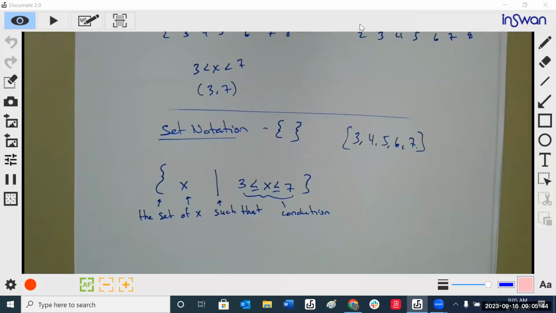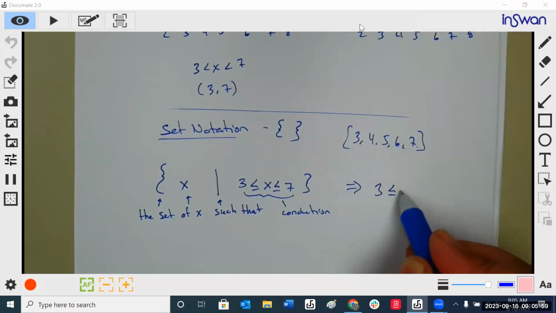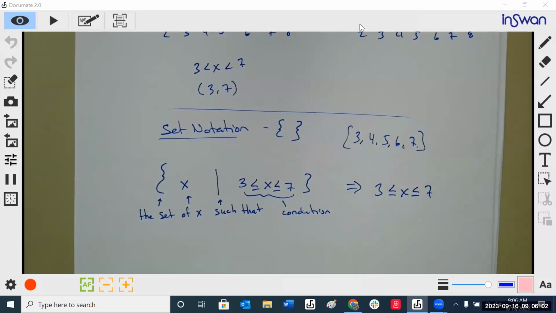But it's a lot of writing. So this is actually read: the set of X such that X is greater than 3 and less than 7, equal to 3 and 7. Because there's a lot of writing, we just use this part, the condition part. Because the data, the numbers you're using, has to be defined.